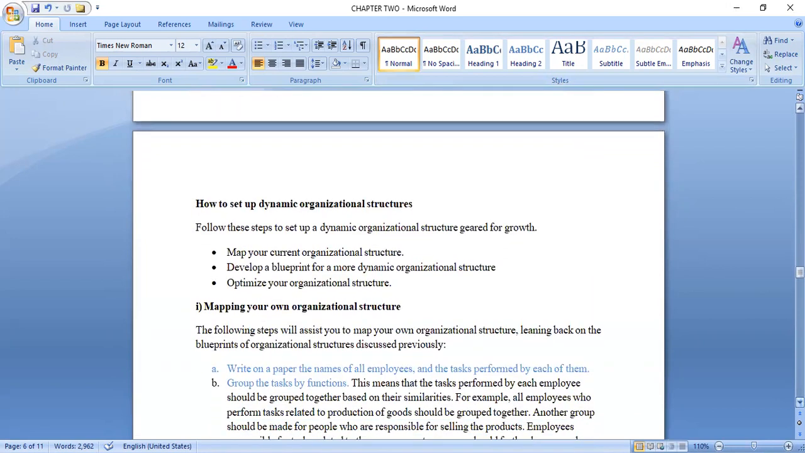Now, the question is, how do we set up a dynamic organization structure? It involves basically three steps to set up a dynamic organization structure. And step one is mapping your current organization structure.